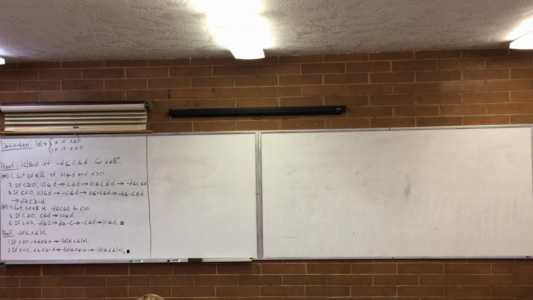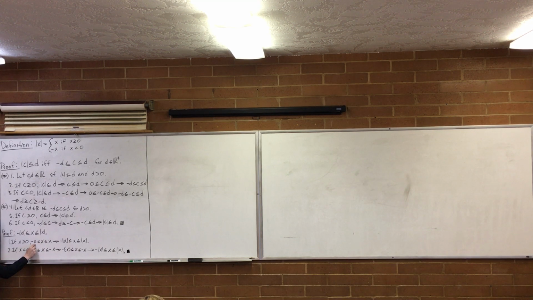Alright, so let's handle the two cases to prove this. We're going to handle the case where x is greater than or equal to 0 and the case where x is less than 0. Common cases when you're handling absolute value. So if x is greater than or equal to 0, then we know that negative x is less than or equal to x, right?